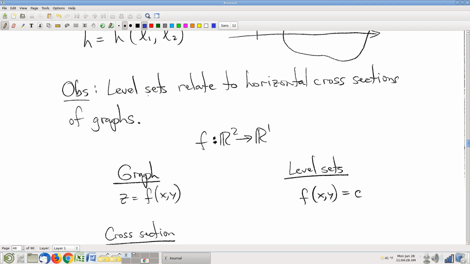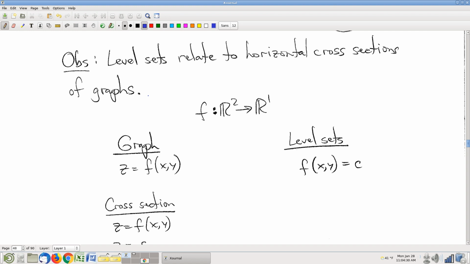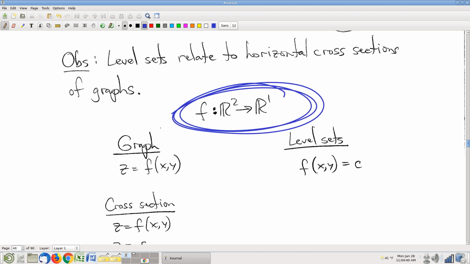Now, there is a relationship between graphs and level sets. I cannot emphasize enough, they are different things. Of course they're different things. We just got through talking about how, in this case, the graph is a surface in space, and level sets are curves in the plane. They're completely different kinds of things. That said, there is a connection between them, and I want to talk about that for a quick moment.